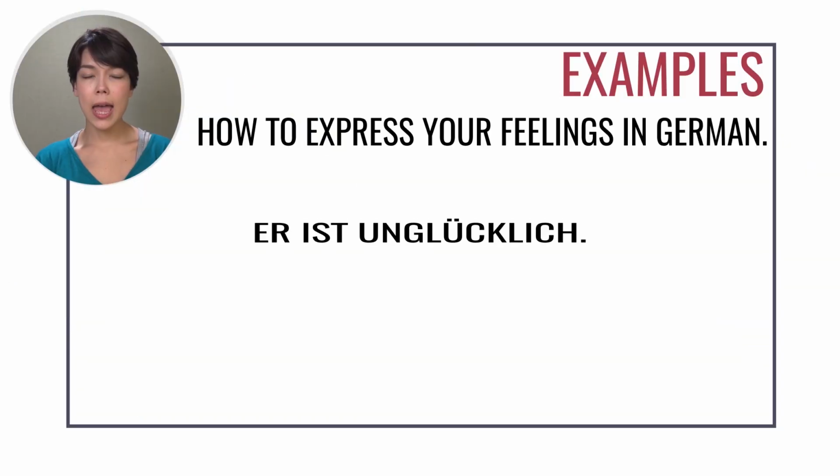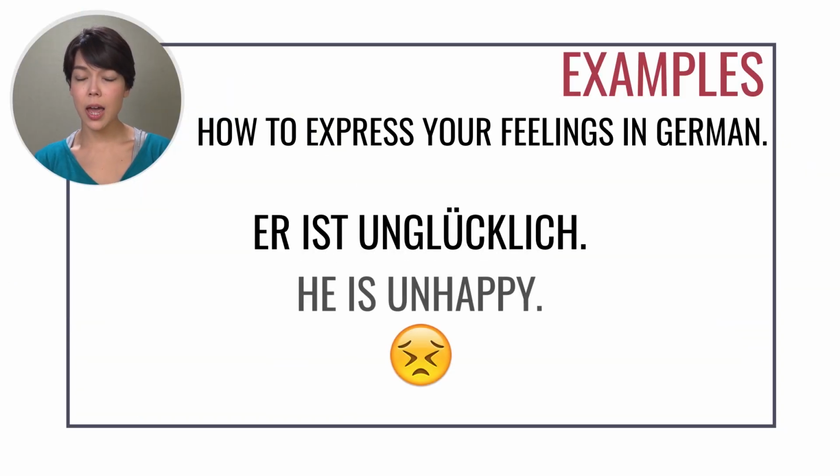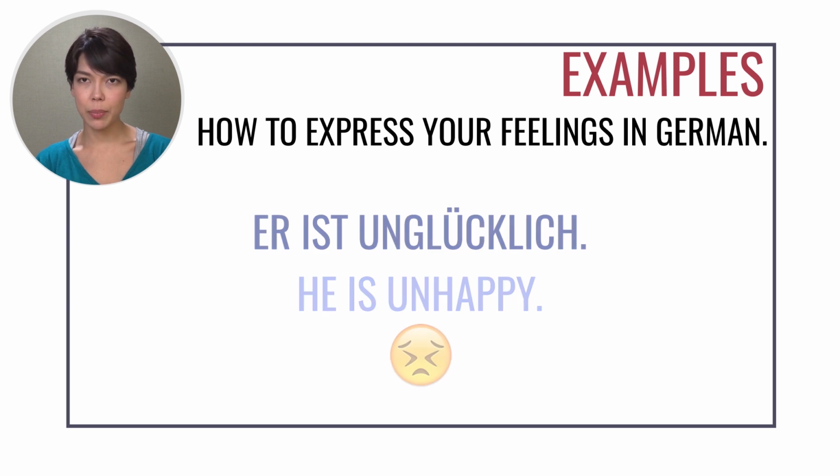Next, Er ist unglücklich. He is unhappy. Here we have the word er meaning he, followed by ist, a conjugated form of the verb sein, to be, and the adjective unglücklich, unhappy. So altogether it means he is unhappy.